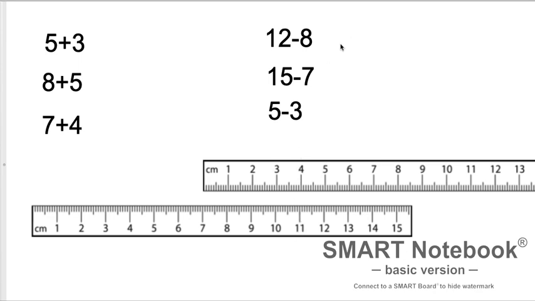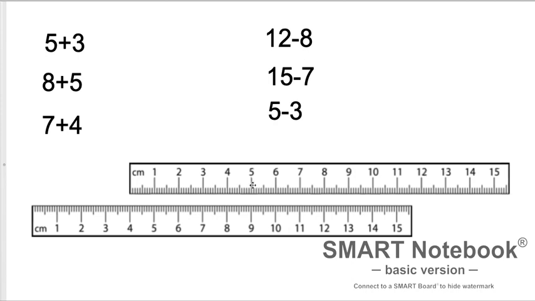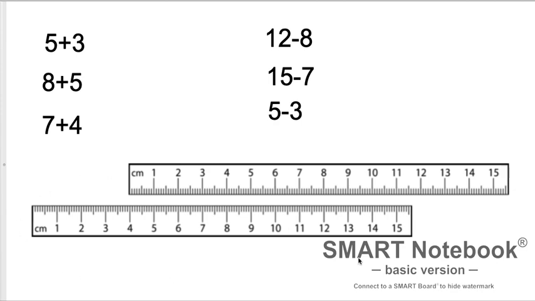Now, if you're subtracting, rather than 0 starting at one of the numbers, you're going to line up the two numbers. So on this first example of 12 minus 8, I'm going to line up 12 and 8. So notice here, I've got 12 and 8 that are lined up together. So then I'm going to take this 12, and then I'm going to take away the 8, and that's going to leave us with 4.